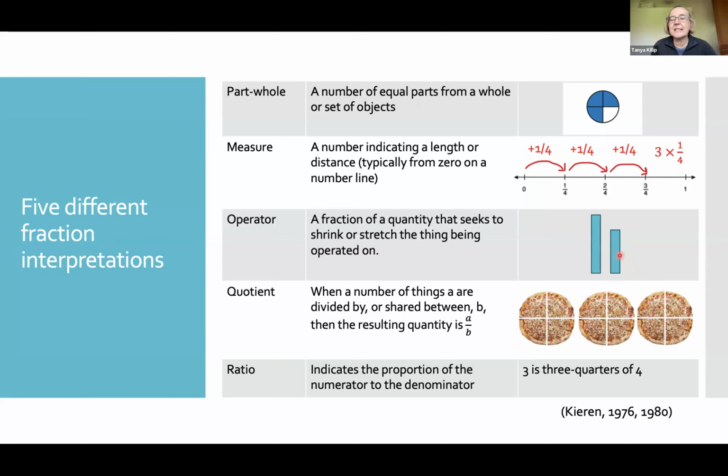We can also look at this in the converse direction. If we look at the smaller bar and operate on that bar with the fraction 4/3, then we get the taller bar here. So the fraction 4/3 has operated on the smaller bar to stretch it. Okay, so that's the operator interpretation.